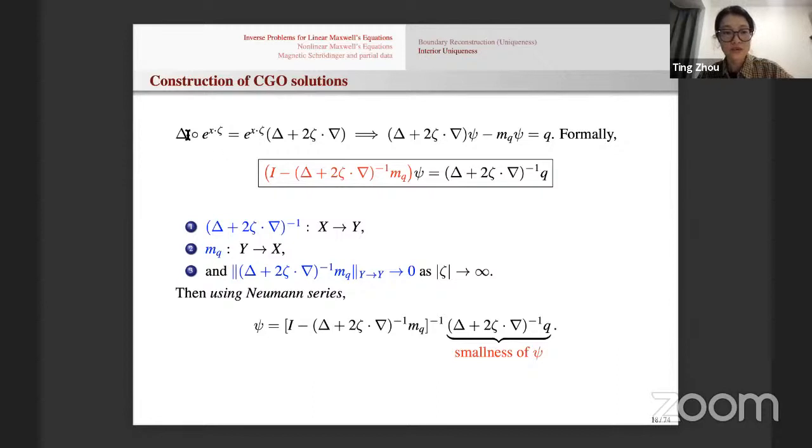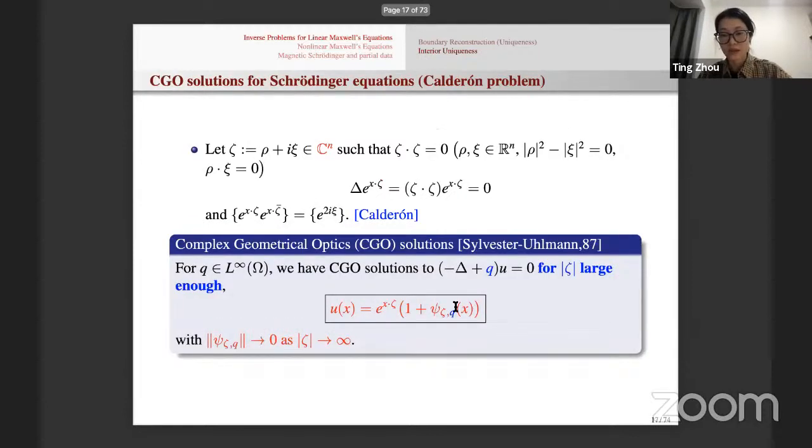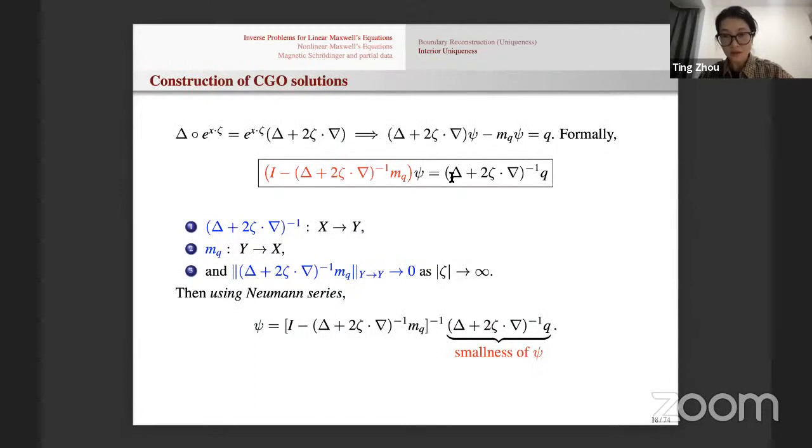So if you recall, you conjugate the Laplacian with these complex exponentials, and then you get this particular operator, Laplacian plus 2 zeta dot gradient, for the psi, which is the tail in the CGO solution. So here is the equation you obtain for the psi. And formally, if we assume this operator, Laplacian plus 2 zeta dot gradient, to be invertible, then this boxed equation is what you are looking at.